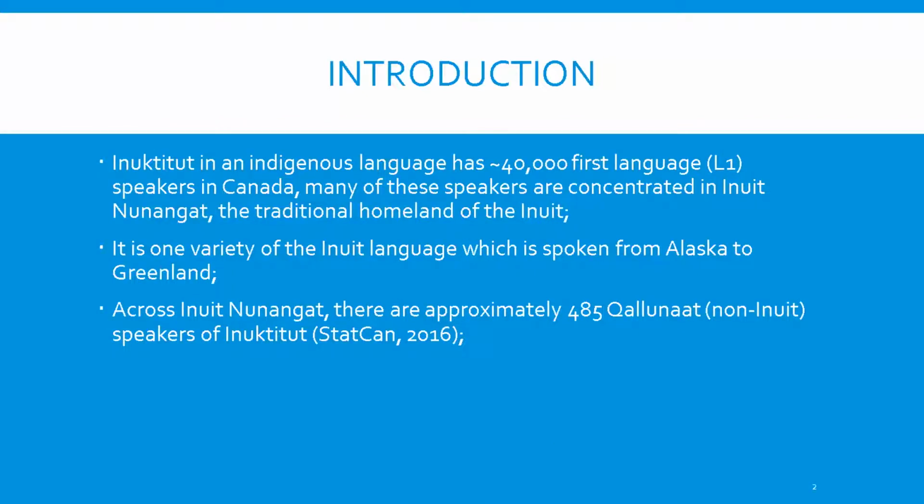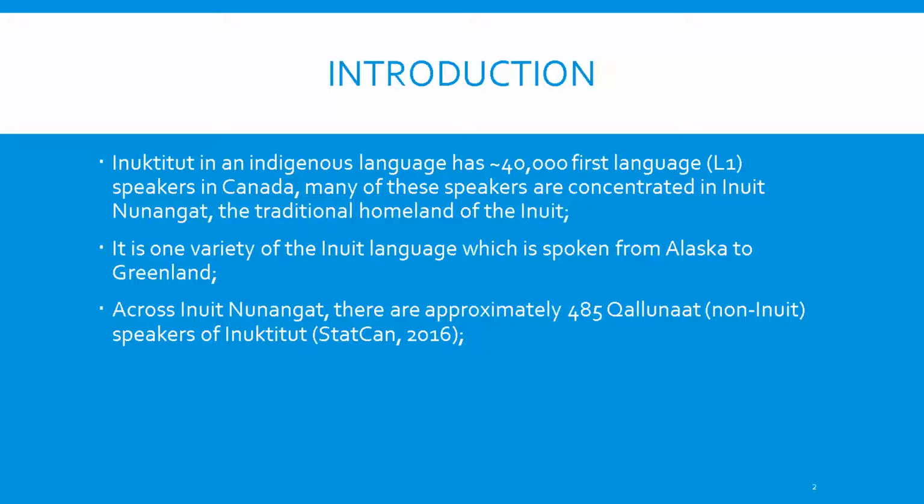So for those of you who aren't Canadian, you might not be familiar with this language. Inuktitut is an indigenous language in Canada. It has approximately 40,000 first language speakers. Many of these live in Inuit Nunangat, which is the traditional homeland of the Inuit people in Canada. This is one specific variety of the Inuit language, which is spoken all the way from Alaska to Greenland. And across Inuit Nunangat, the specific demographic that I'm looking at is the Kaunat, or the non-Inuit people who are living in this region or elsewhere in Canada.